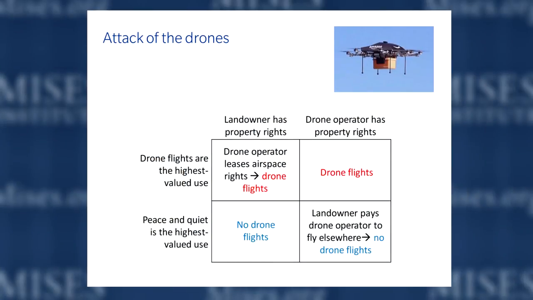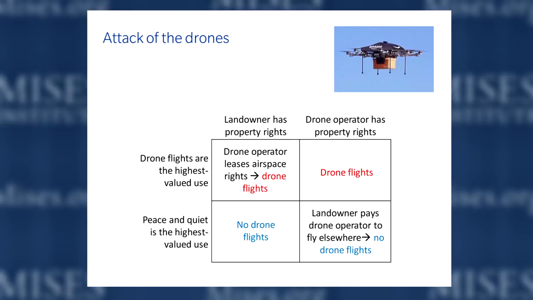So Coase's argument is, what ultimately determines whether or not drones will fly above your house? It's not whether the legal system gives the property right to the landowner or to Amazon, right? In other words, it's not the columns that matter. It's the rows, okay? So if drone flights are the highest valued use of that space, we would expect to see drone flights, either because Amazon has the right to begin with, or because Amazon purchases the right from the landowner. If peace and quiet, the absence of drones, is the most valuable use of that space, we would not expect to see any drones, either because they're legally prohibited in the first place, or because the landowner bribes Amazon to go fly somewhere else.